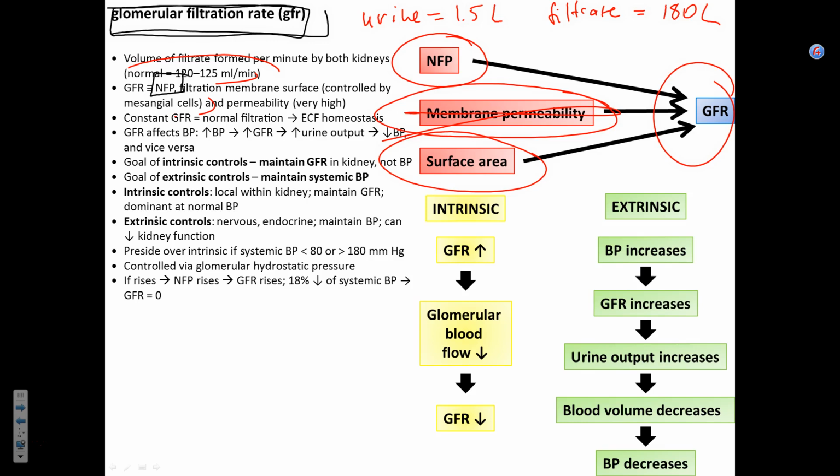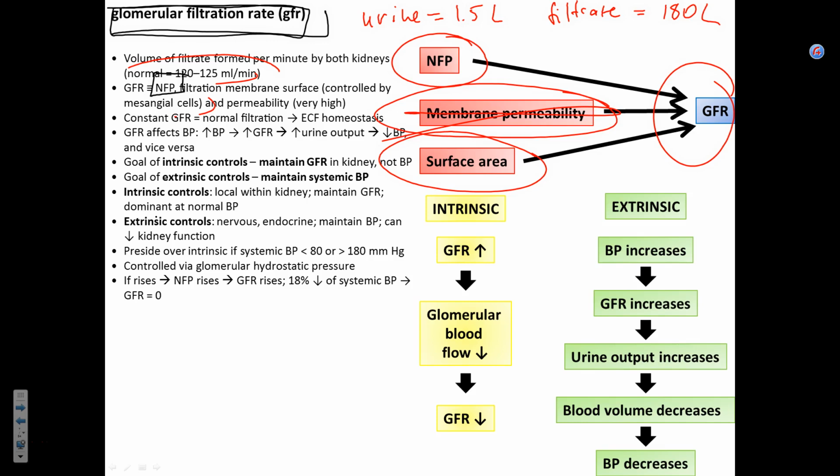So kidneys by themselves try to maintain normal GFR. Any change in the glomerular filtration rate in the kidney will be met by homeostatic changes in the kidney to bring it back to normal. So if it goes from 120 to 140, there will be a response to bring it back to 120. If it goes from 120 to 100, there will be a response to bring it back to 120. Does that make sense?